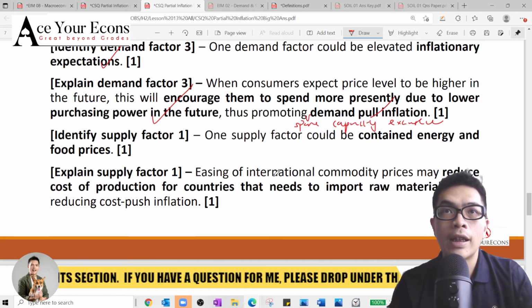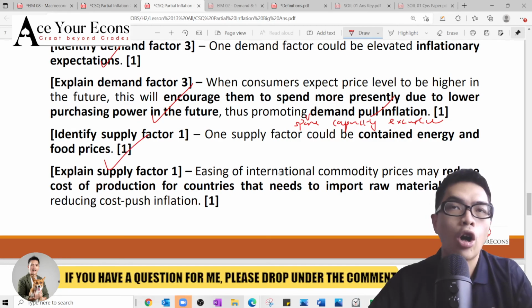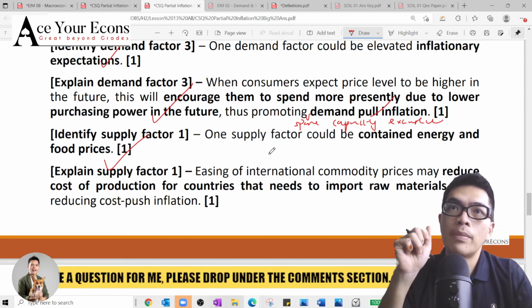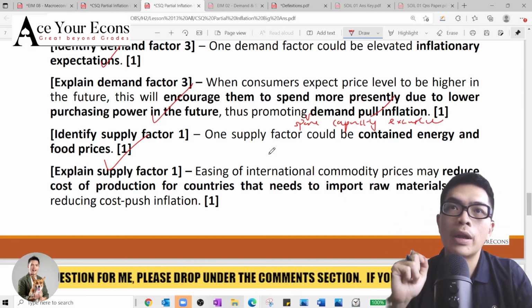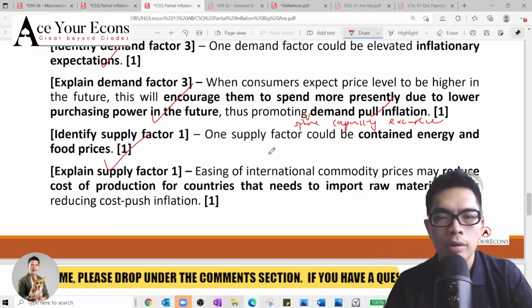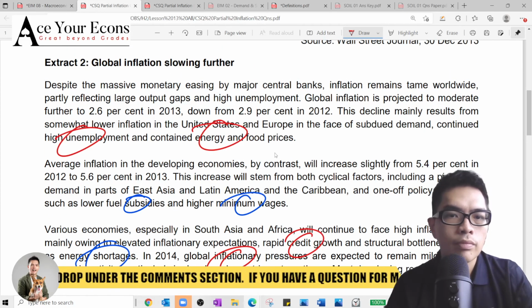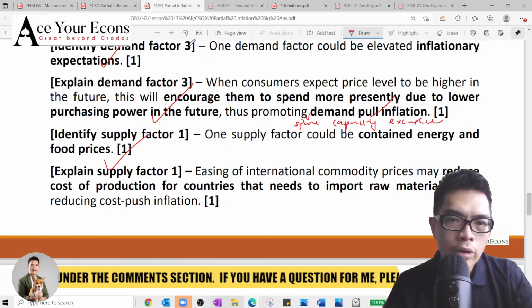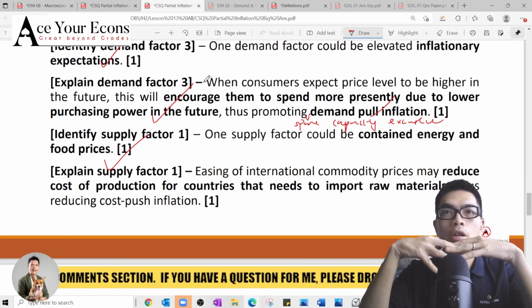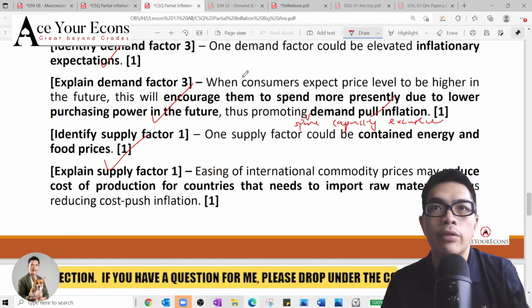The supply factors are significantly easier. They are all from extract 2. The first one is contained energy and food prices. I mentioned this before. Remember, energy, food, raw materials, all these are highly susceptible to imported cost push inflation. Where can we get this from? Here. A lot of students don't understand what is containment. Containment means you keep it in check. It simply means that you prevent further price growth in these areas.